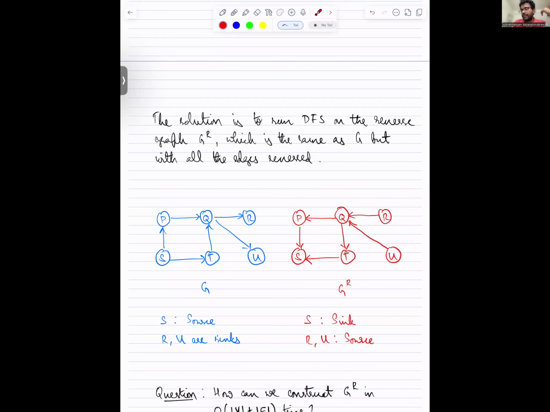So if you take G^R, where you reverse all the edges, all the sources become sinks and all the sinks become sources. So what we can do is run depth first search. Our problem was that we need a vertex in a sink, but we have a way of getting a vertex in a source. So what we'll do is we run depth first search in the reverse graph. So G superscript R, I'm in the reverse graph, right? This is a reverse graph.